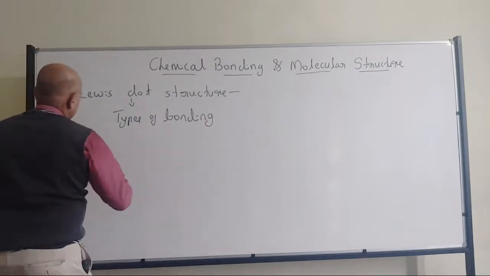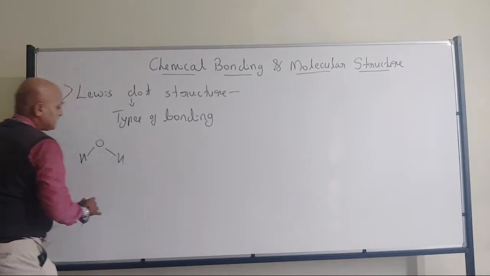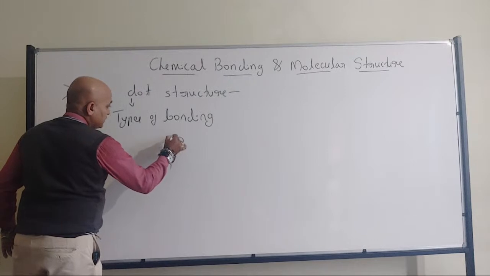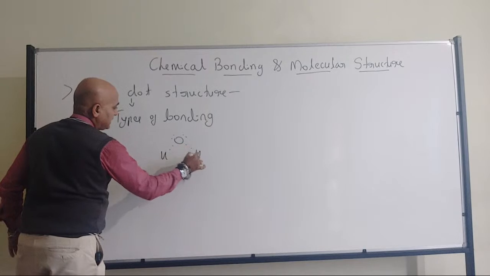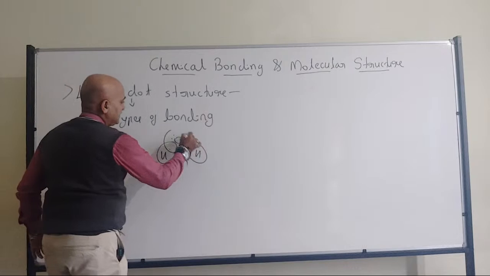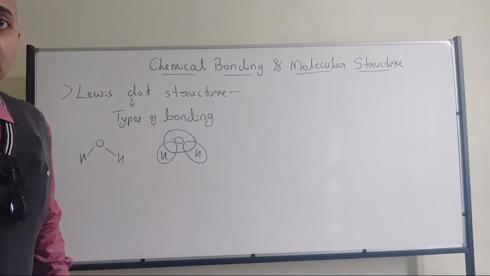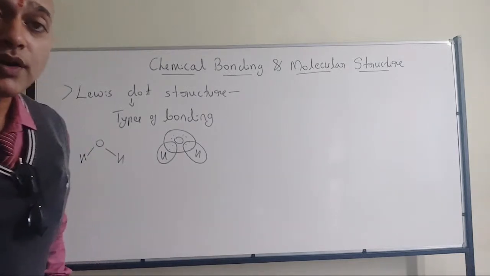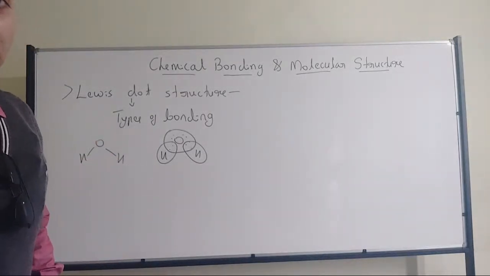Now, for example, if I take water, right? Now, how to write the Lewis dot structure for water? It can be written as 1, 2, 3, 4, right? So, hydrogen, hydrogen. That's where we have hydrogen, and that's where we have the oxygen. So, this is the Lewis dot structure for water. So, single covalent bond or single bond is present between oxygen and hydrogen in case of the water.